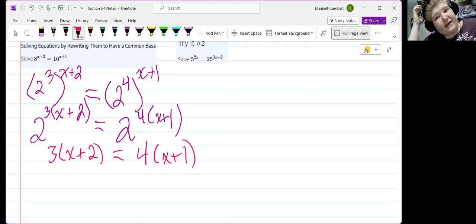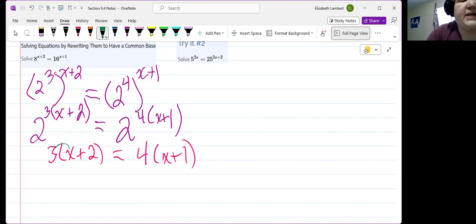Technically, we're taking log base 2 of both sides. The powers come down. Log base 2 of 2 is 1. 1 times anything is anything. So they cancel out. But there is a mathematical process that's going on behind the scenes.